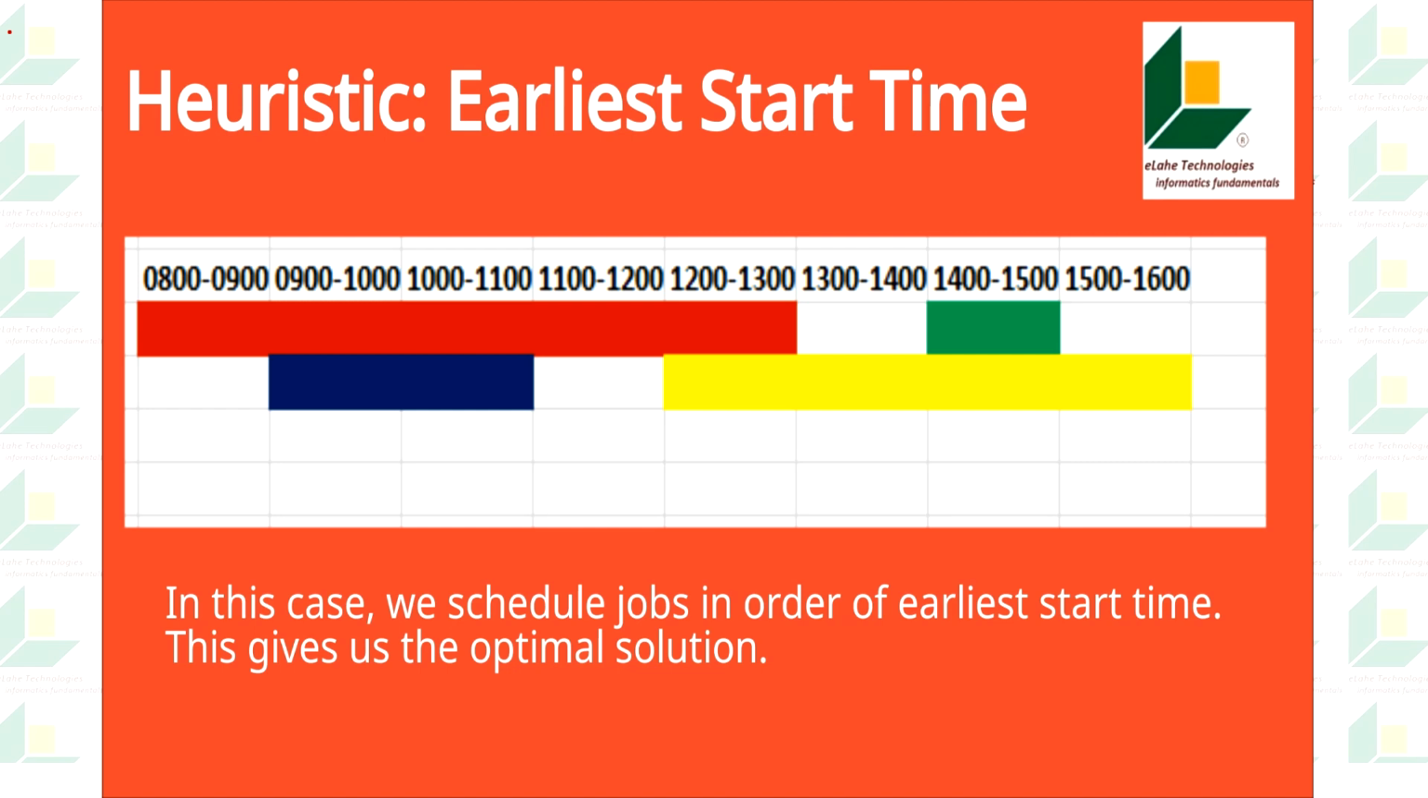Then, the yellow interval is considered. Since the start time of the yellow interval is greater than the finish time of the blue one, the yellow interval is scheduled in the same room as the blue. Finally, the green interval is considered. Since the start time of the green interval is greater than the finish time of the red one, the green interval is scheduled in the same room as the red. This leads to an optimal solution with 2 rooms.